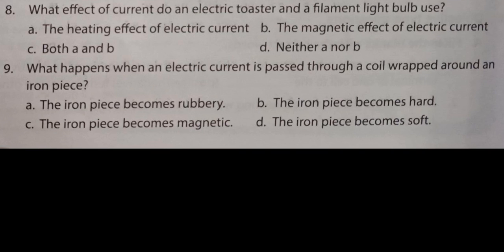The options given are A, the heating effect of electric current; B, the magnetic effect of electric current; C, both the heating effect as well as the magnetic effect, that is A and B together; option D, neither the heating effect nor the magnetic effect, that is neither A nor B.